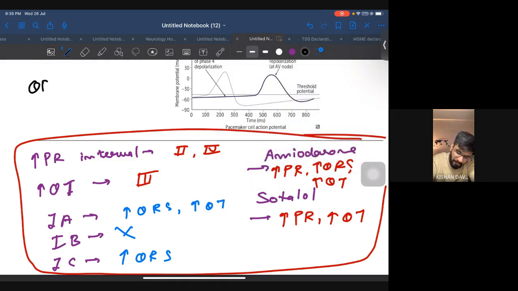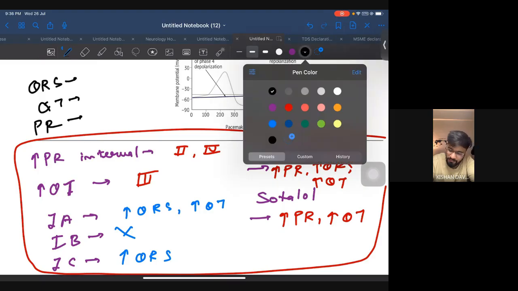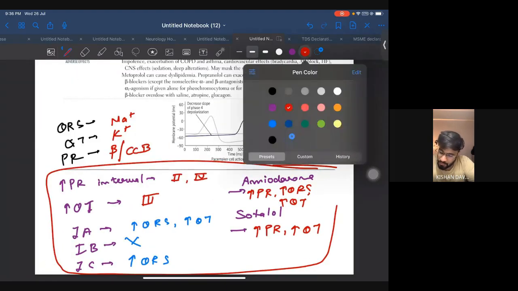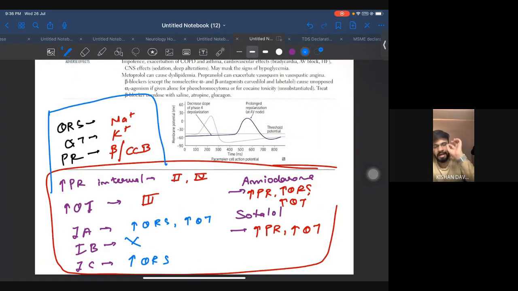Another thing: if there is some problem related to the QRS interval, QT interval or PR interval, some ions are involved over here. What are those ions? QRS will be associated with sodium, QT will be associated with potassium, and PR with either beta blocker or calcium channel blocker. This will be very high yield information. Remember this, and remember the graphs that are given in antiarrhythmics, and all your questions will be solved. Okay, write this down. I am giving you a minute.